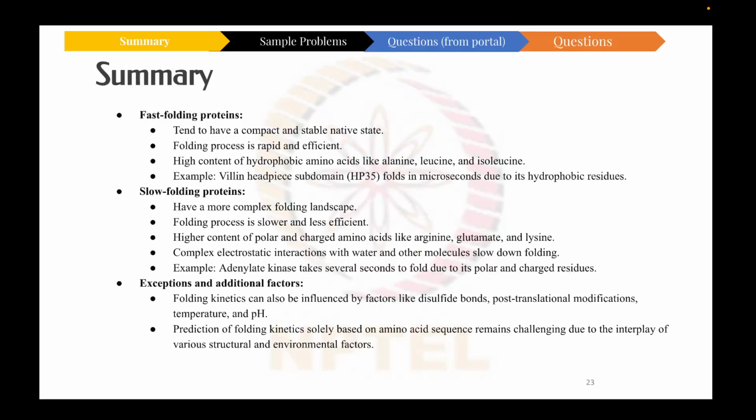In summary, the preference of amino acids in fast and slow-folding proteins is generally related to their size, hydrophobicity, and polarity. Fast-folding proteins tend to have a higher proportion of small and hydrophobic amino acids, while slow-folding proteins tend to have a higher proportion of larger polar or charged amino acids. However, protein folding is also influenced by many other factors such as temperature, pH, and the presence of other molecules in the environment.